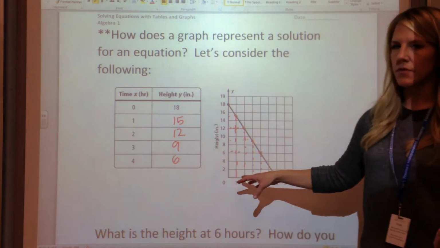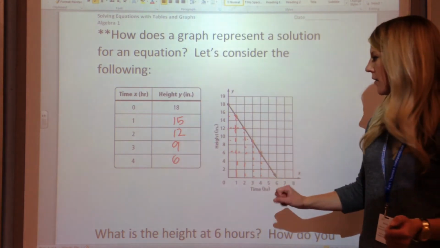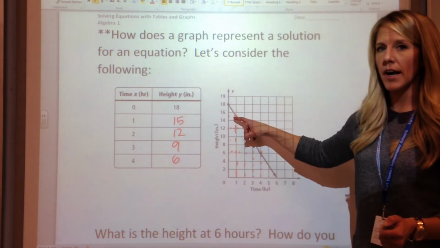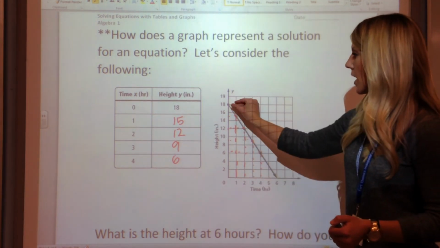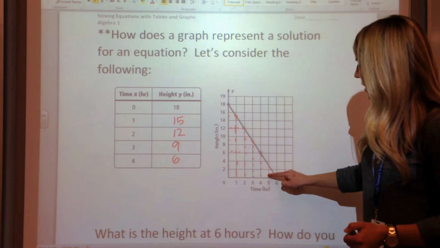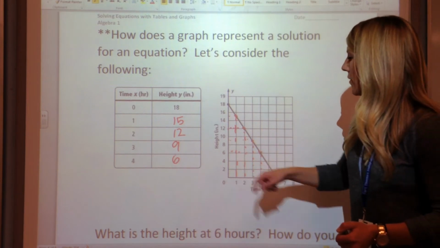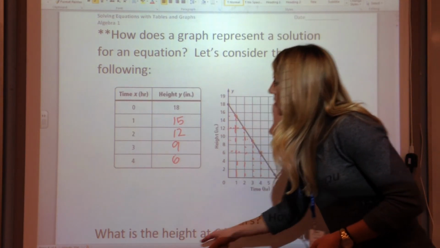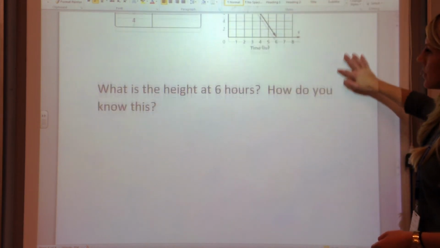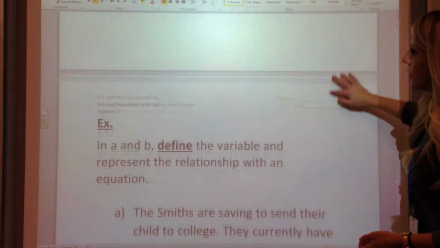But again, when it comes to finding solutions using a graph, you go and find x, given the x value, and then find y. Where is y on that graph? So in this case, our graph was a line. So when x is 1, we went and found y. When x is 5, we can go and find y. It looks like it's probably going to be about 3. So knowing that, go ahead and answer the next question there. What is the height after 6 hours, or at 6 hours, and how do you know?